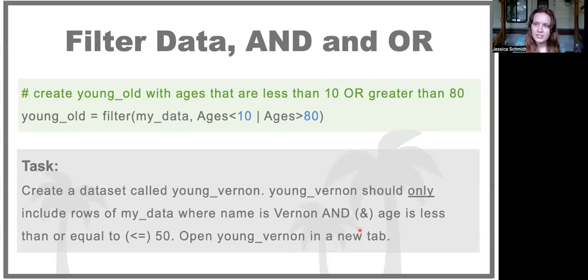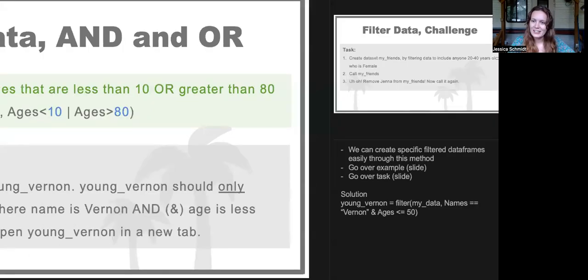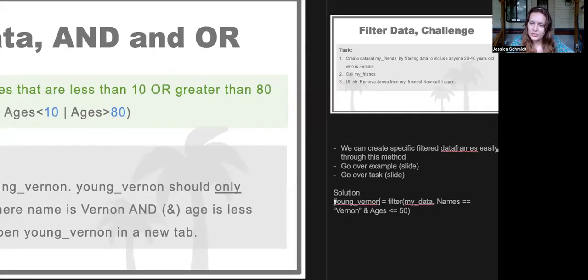So basically, I'm realizing I didn't create a solutions page here. So I'm just going to draw you right over. Here we go. So our solution should be Young Vernon equals, and then we're going to filter out my data.